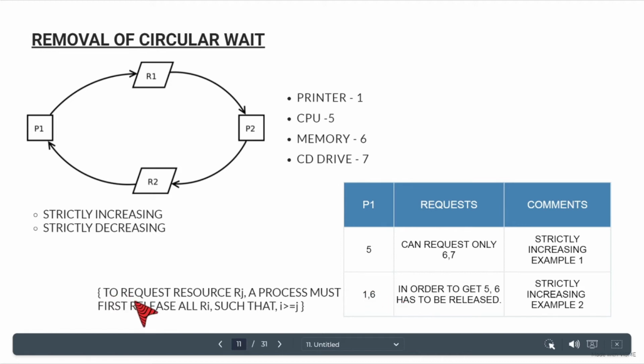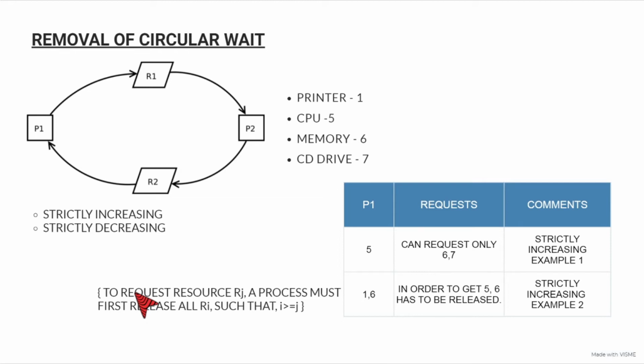So here you can see, to request resource Rj, a process must first release all resources such that the resource value is greater than or equal to the requested resource value. This is for strictly increasing. For strictly decreasing, it is the opposite. I hope you are aware of these four things: removal of mutual exclusion, removal of hold and wait, removal of no preemption, and removal of circular wait.